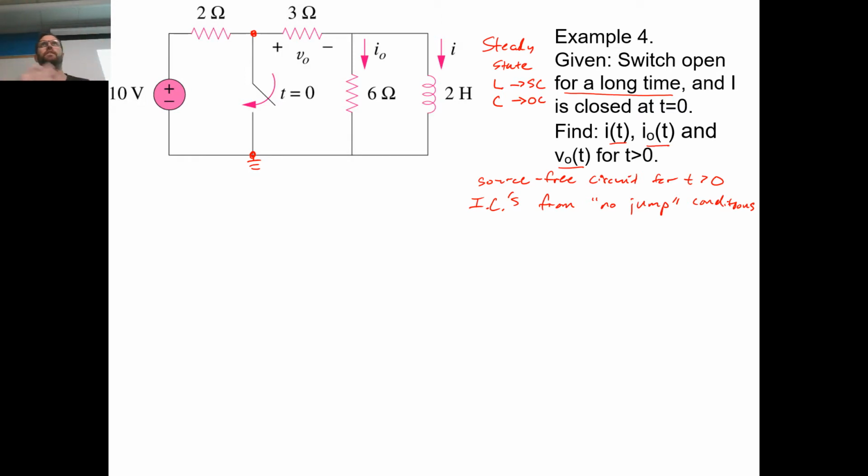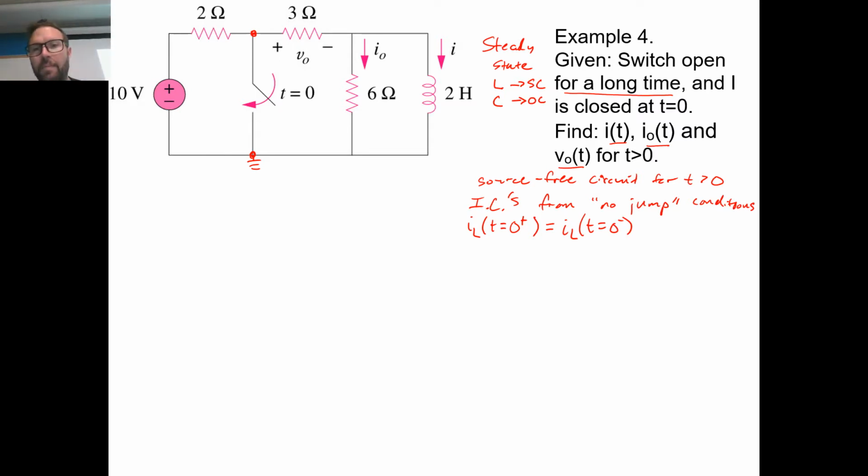That can't change quickly from one moment to the next. It can't jump from one state to the next. So there's continuity there. Whatever the current was in the inductor before the switching event at t equals 0 minus must be what the current is through the inductor at t equals 0 plus. So we can write that out: IL at t equals 0 plus must equal IL at t equals 0 minus.